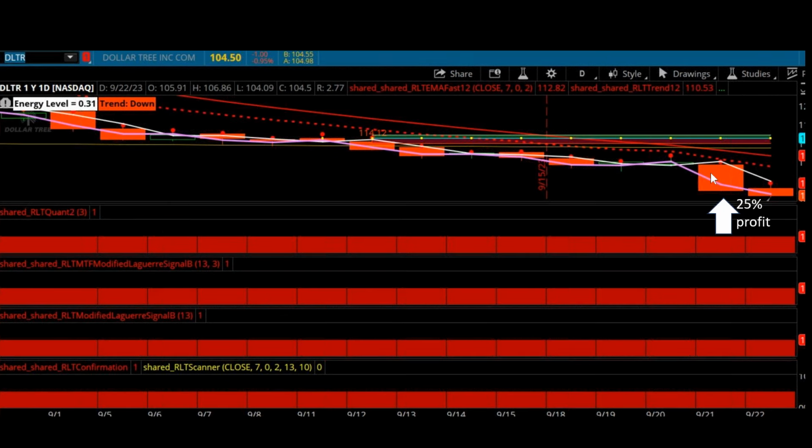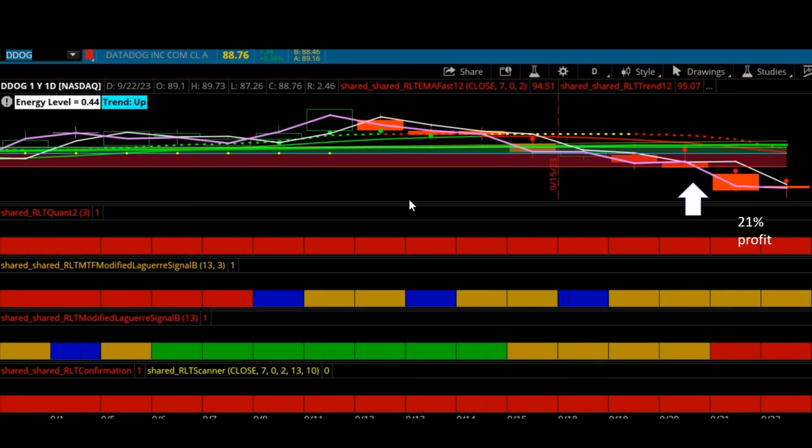Here's Dollar Tree. Took a 25% profit in Dollar Tree off of the daily chart right here. We just intraday traded this one as it broke down. Took it right here. Is the institution selling? Obviously, it's selling. Anybody who's got the Compass system would see that they were selling here. Datadog, again, 21% profit here on this breakout of this dynamic compression zone on the daily. We took it short, took a 21% profit. Institutions, yellow and red, all selling here.